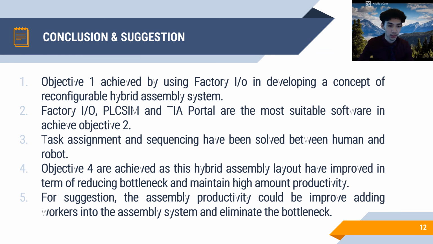For conclusion, number 1, objective 1 is achieved by using Factory I/O in developing a concept of a reconfigurable hybrid assembly system. Next, Factory I/O, PLC SIM Advanced, and TIA Portal are the most suitable software in achieving objective 2. Next, task assignment and sequencing have been solved between human and robot. And next, objective 4 is achieved as this hybrid assembly system layout has improved in terms of reducing bottleneck and maintaining a high amount of productivity.